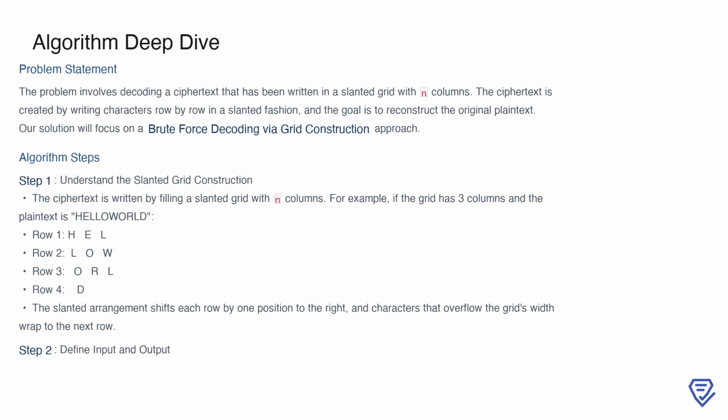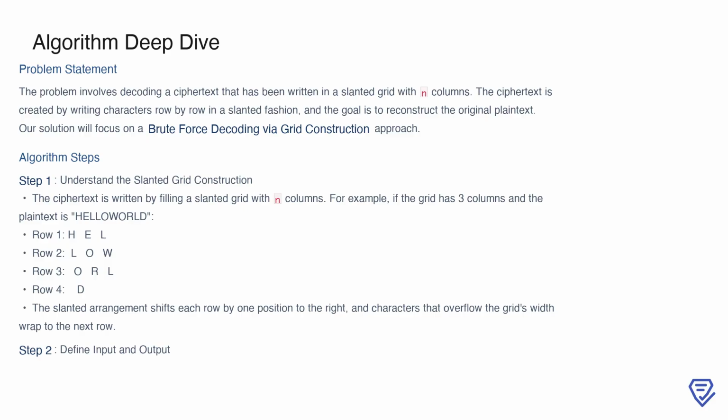In this problem, we are tasked with decoding a ciphertext that has been written using a slanted grid with a specified number of columns, denoted as n. The ciphertext is created by writing characters row by row, with each new row starting one column to the right of the previous row. Our goal is to reverse this process and reconstruct the original plaintext.